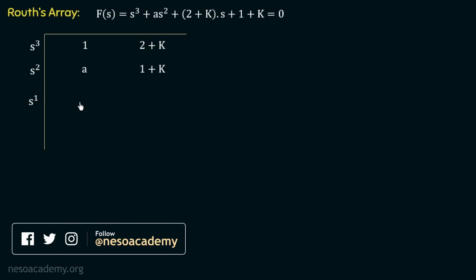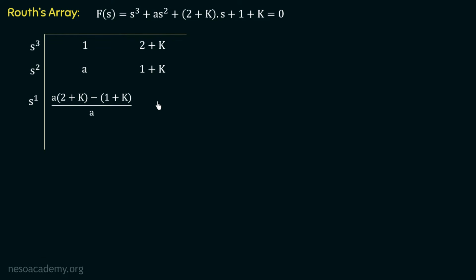So the first term will be a multiplied with 2 plus k minus 1 multiplied with 1 plus k over a. So we will have this term, and the second term of the third row will be equal to 0. Because we are not having any coefficients here in these two rows, so it will be a multiplied with 0 minus 1 multiplied with 0 over a. So it will be equal to 0.